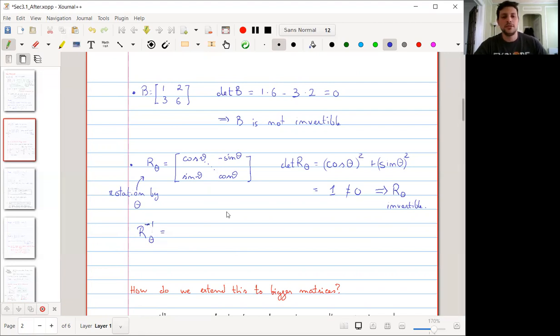The way we can write this inverse is by switching places of the elements on the main diagonal, but those are the same, so nothing will change there, and then changing signs of the elements on the off diagonal. Now notice that since this is a rotation matrix, its inverse should be rotation by an angle minus theta, rotation by the opposite angle.